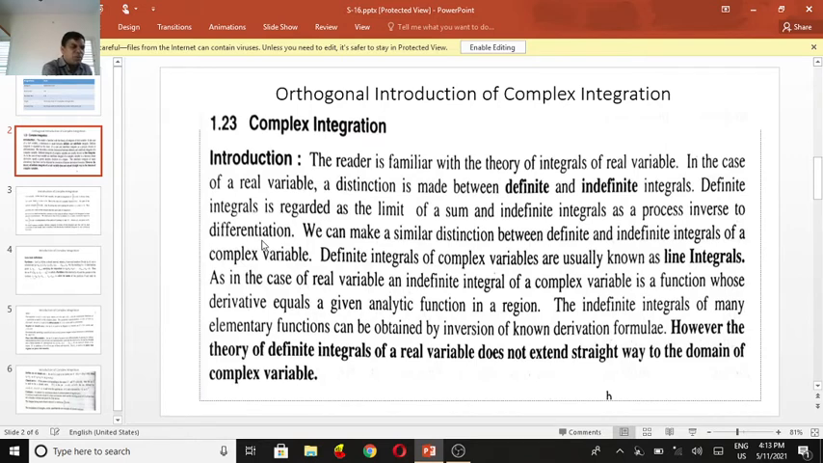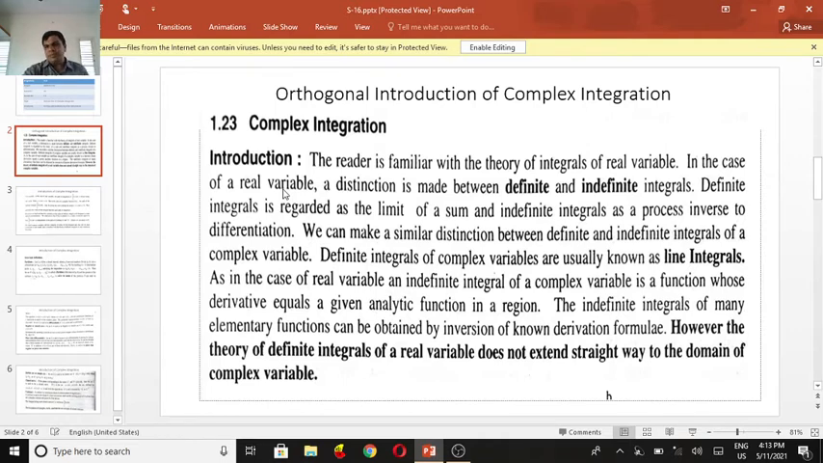In this case, what is a definite integral and an indefinite integral? In the case of the indefinite integral, an integral constant appears. In the case of the definite integral, the integral constant is eliminated, meaning it gets cancelled. So this is the method of real variable, the method of integrations, definite and indefinite integral.